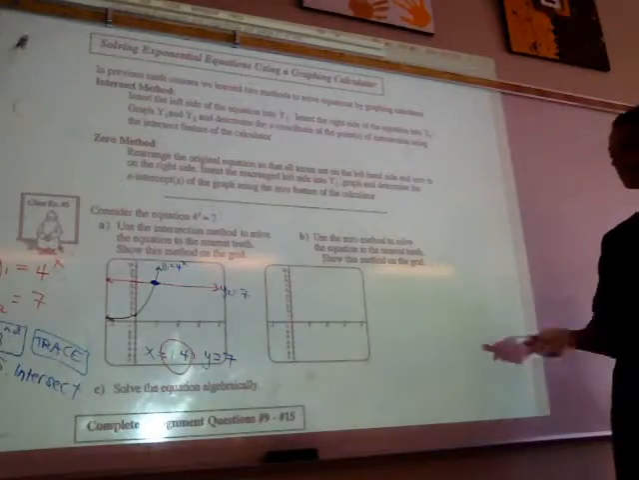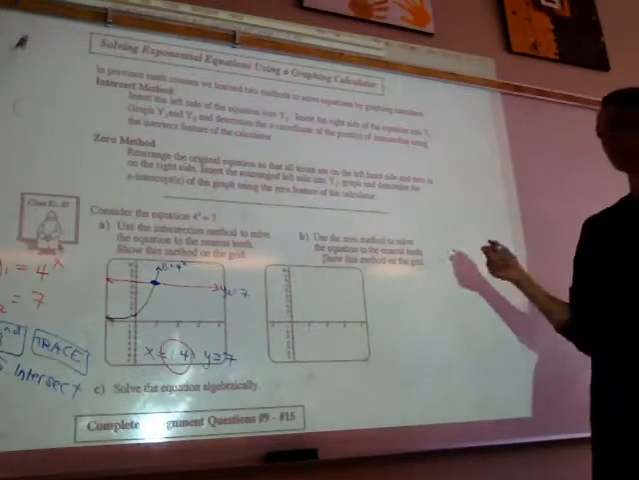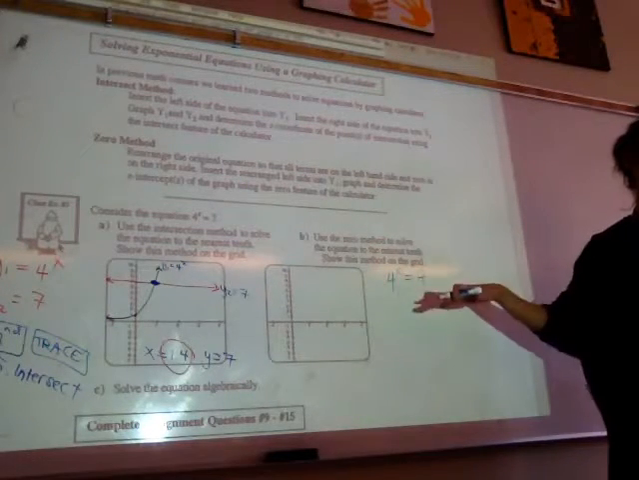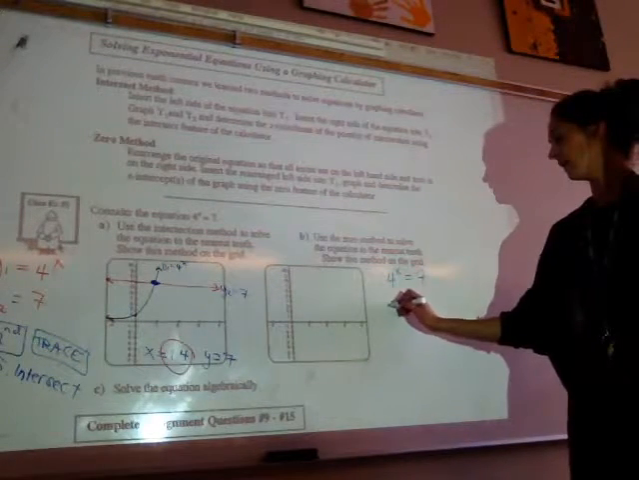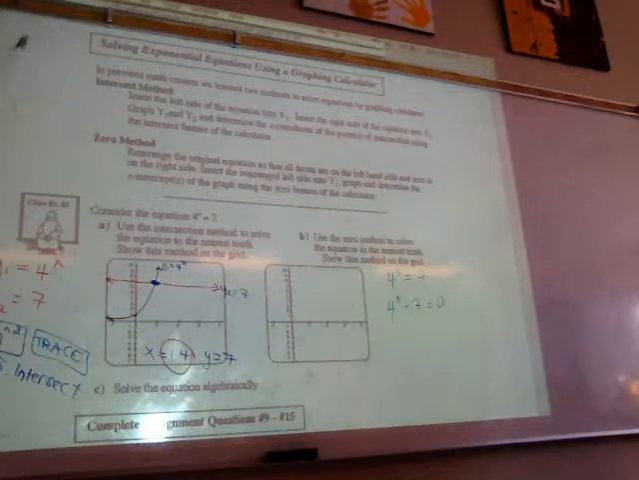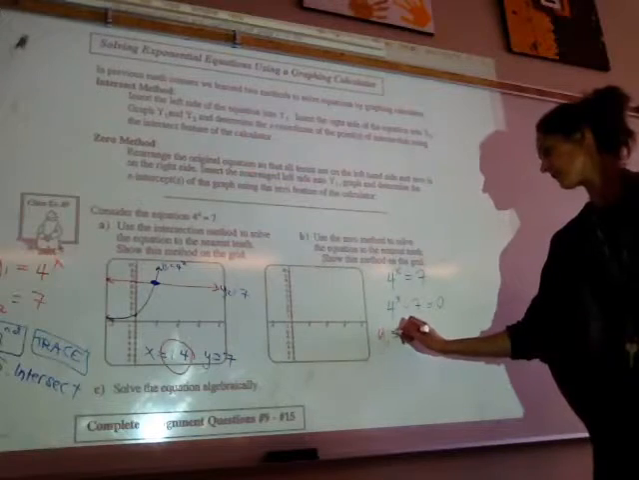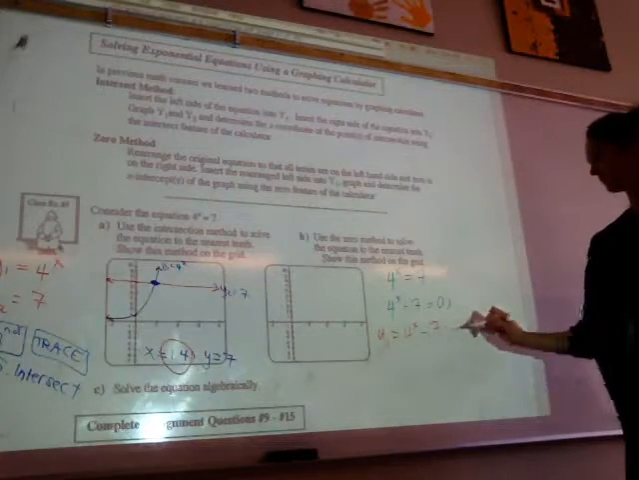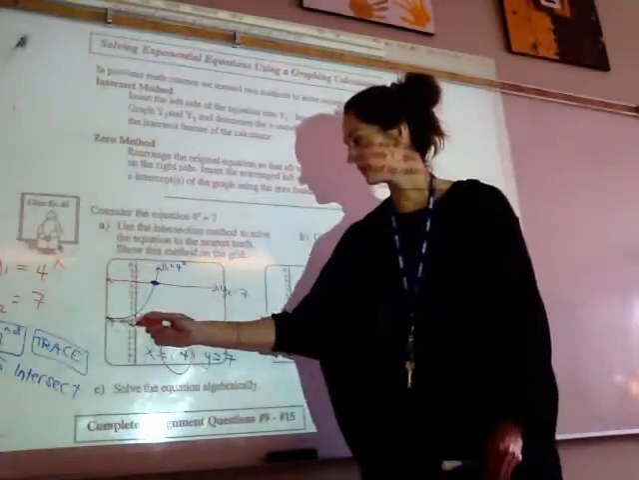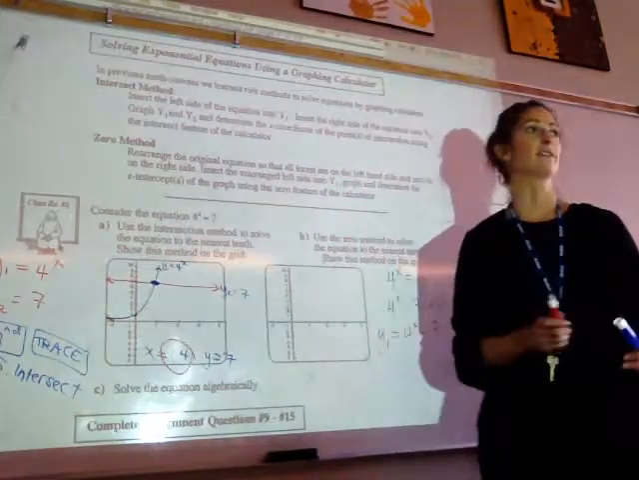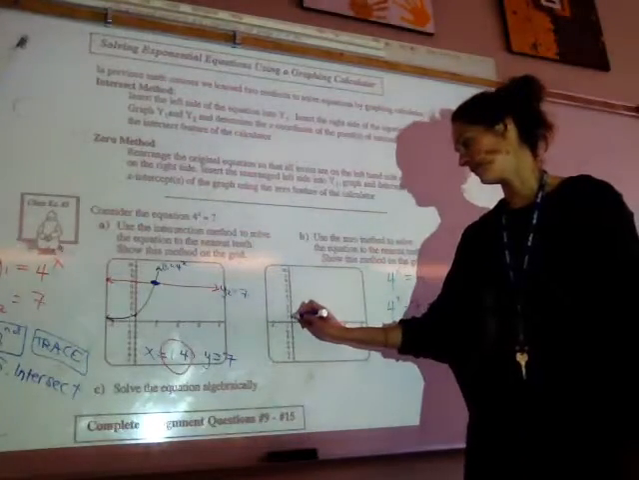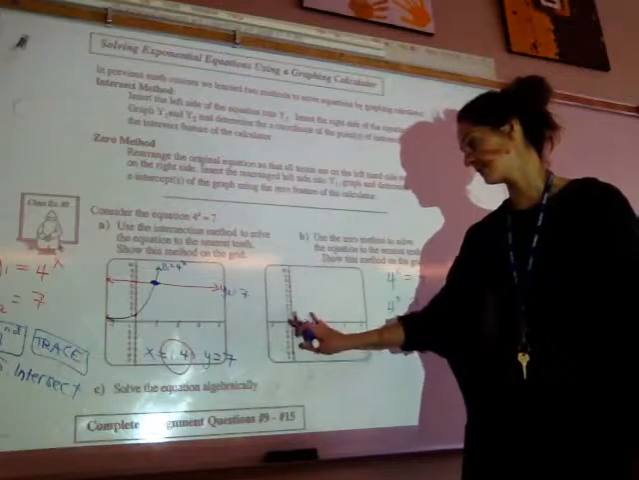The next technique is the zero method, and we just need one graph. So if 4 to the power of x equals 7, we're going to move everything to the left-hand side. So we got 4 to the power of x minus 7 equals 0. And the graph that you're going to put into your y1 is 4 to the power of x minus 7. So we're taking this exponential function and we're just dropping it down 7 spaces, like we learned from our transformation unit. Okay, so if our intercept was at 1, it's now at -6.